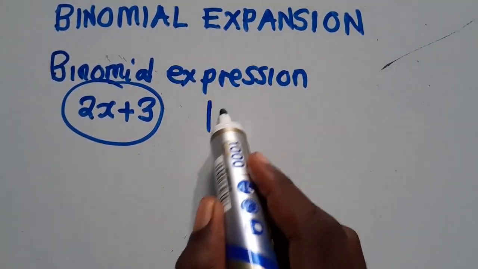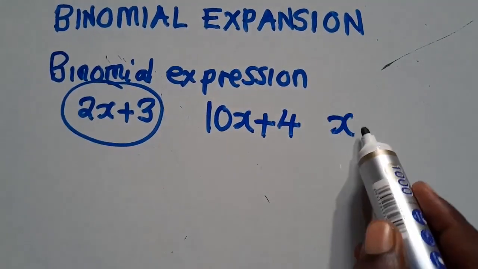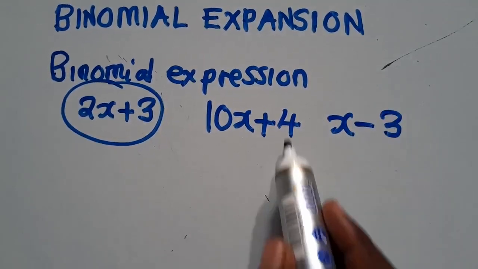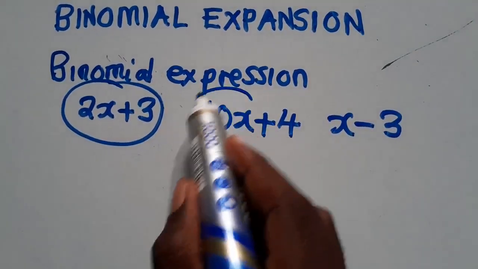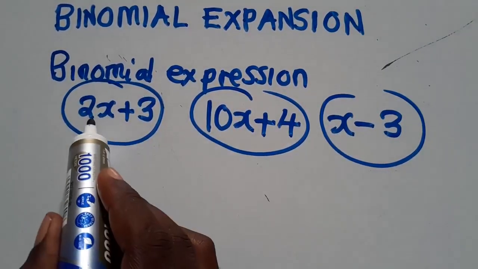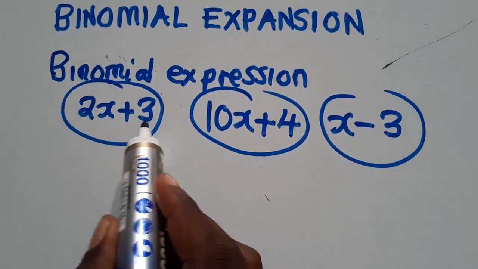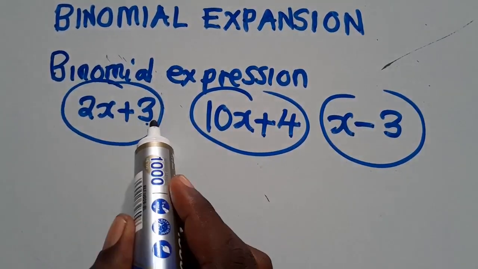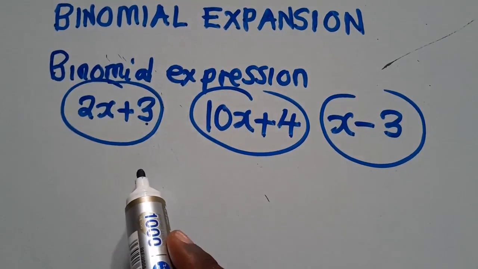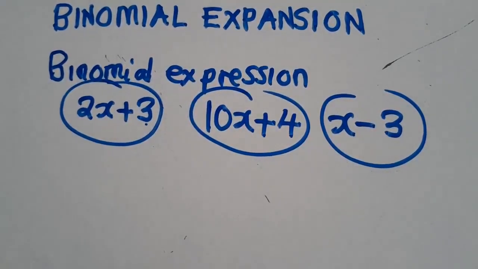It can also be 10x plus 4, or x minus 3. All these are called binomial expressions as long as you have two terms. In 2x plus 3, 2x is a term and 3 is a term, so here we've got two terms. Each time we talk about binomial expressions, we are talking about expressions with only two terms.